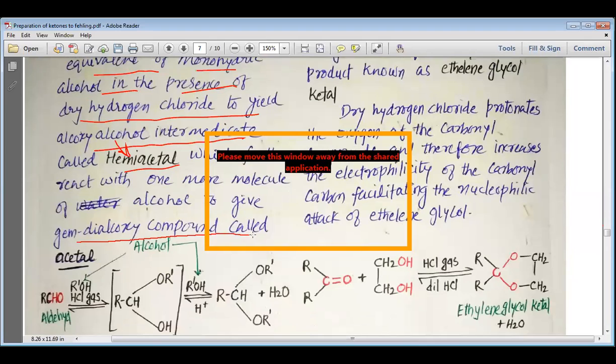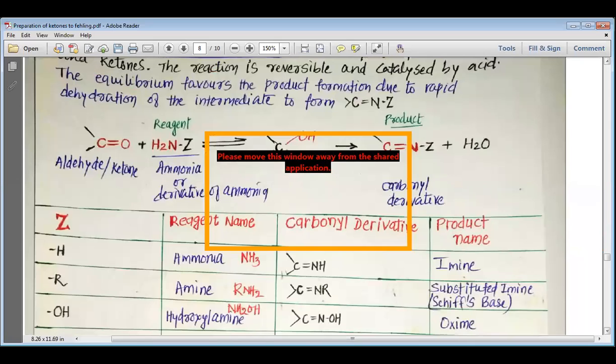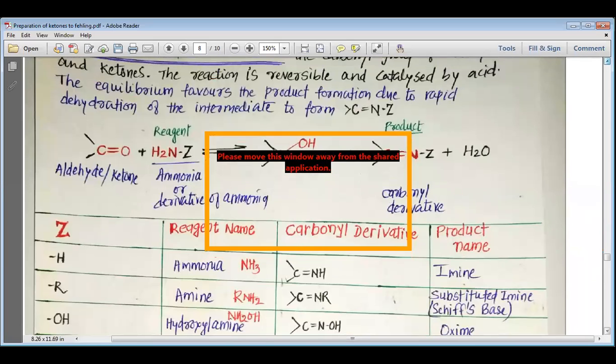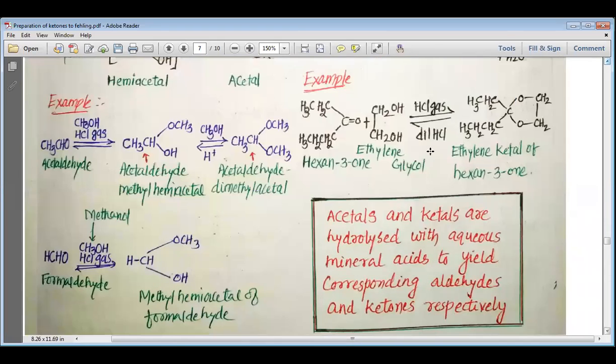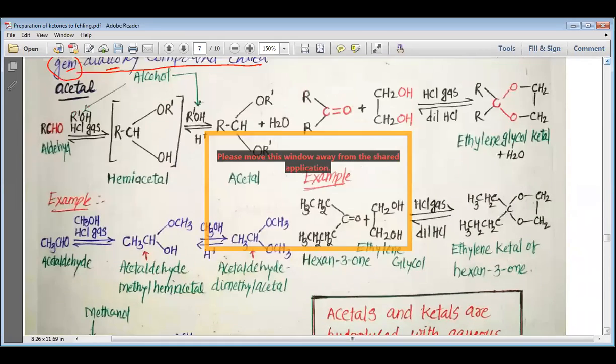gem dialkoxy compound. Gem means the dialkoxy part is bonded to the same carbon, which is why it is known as gem. Here gem means geminal. We have seen vicinal and geminal. Geminal means on the same carbon. So it's a geminal dialkoxy compound, which is called the acetal. So here, my dear students, we are going to study the preparation of acetal by the reaction of aldehydes with alcohol in the presence of dry HCl gas.